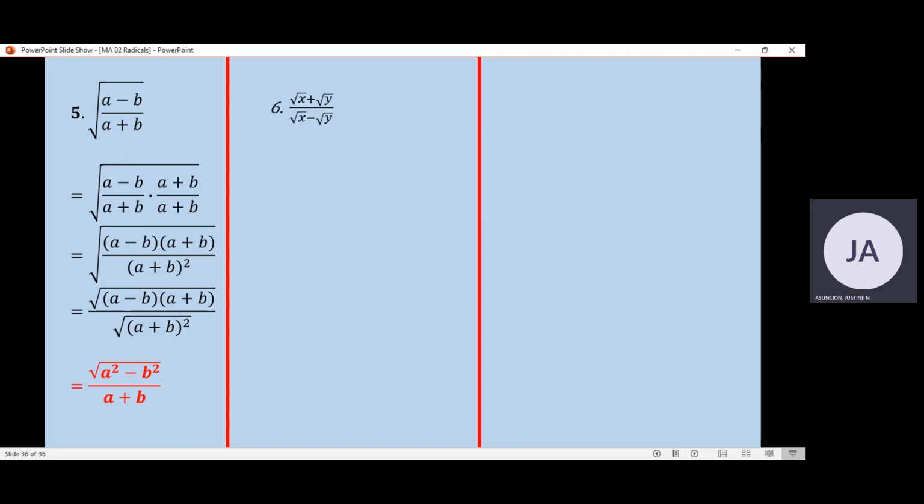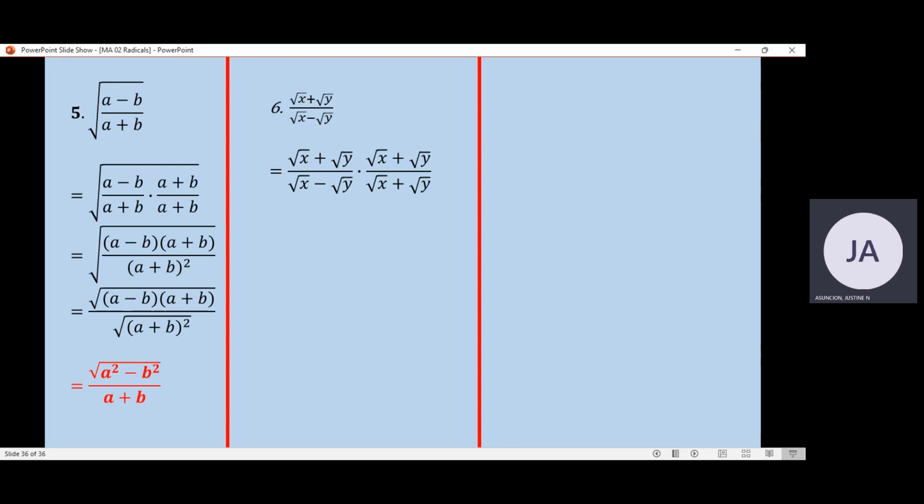Example number 6. The square root of x plus the square root of y all over the square root of x minus the square root of y. As you observe here, we cannot simply multiply by the square root of x minus the square root of y, because we cannot eliminate the radical in our middle term when we multiply them. So here, again, we need to use the difference of two squares to eliminate the radicals in our denominator.